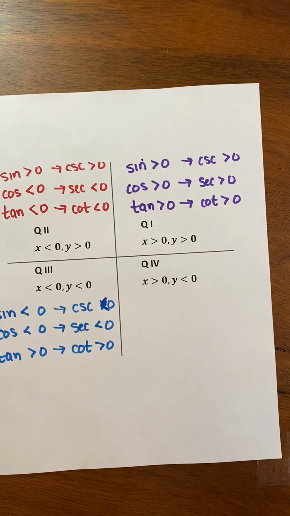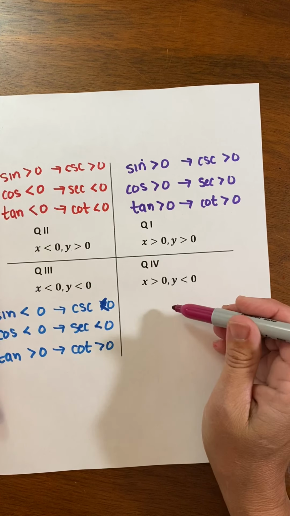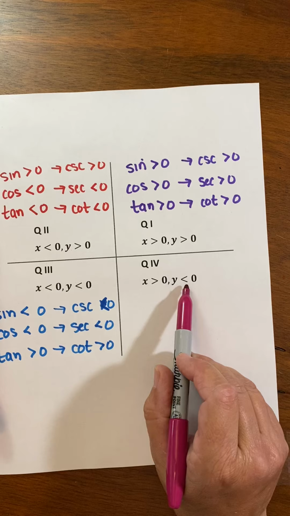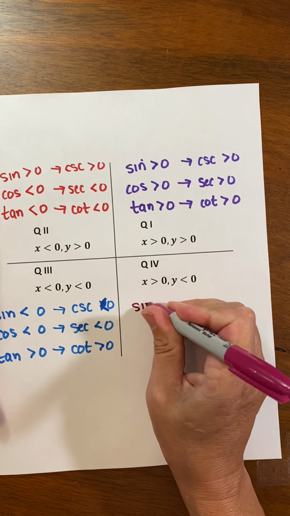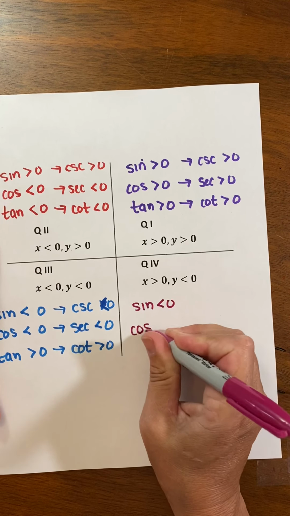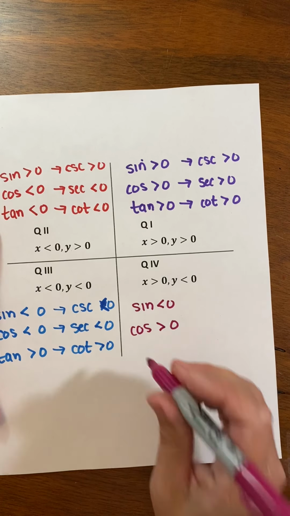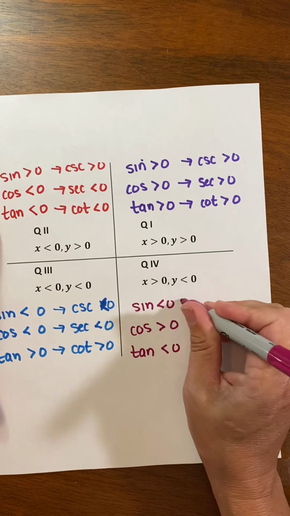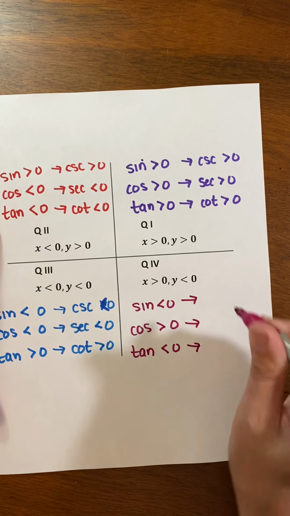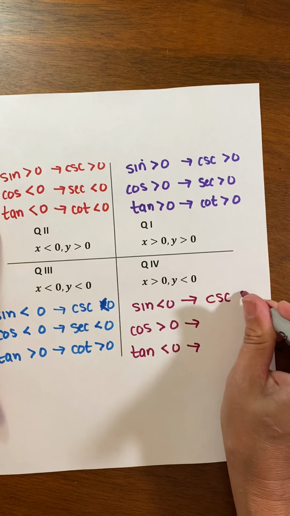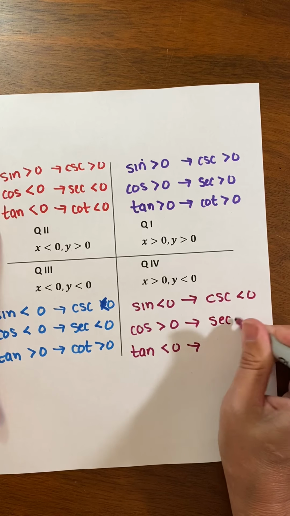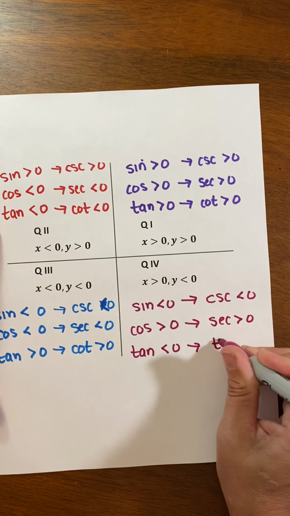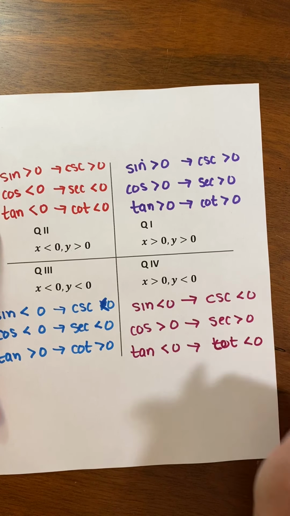And then lastly, if your terminal side lands in the fourth quadrant, your x-coordinate is positive and your y-coordinate is negative, so your sine is going to be negative, but your cosine will be positive in the fourth quadrant. And your tangent is a negative over a positive, so it will be negative. So here your cosecant will be negative, your secant will be positive, and your cotangent will be negative.